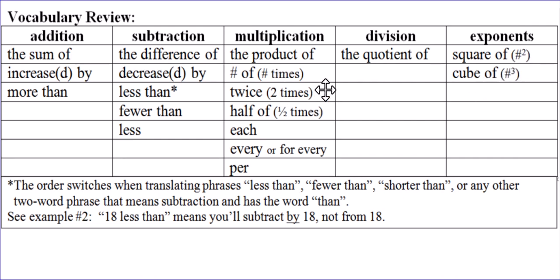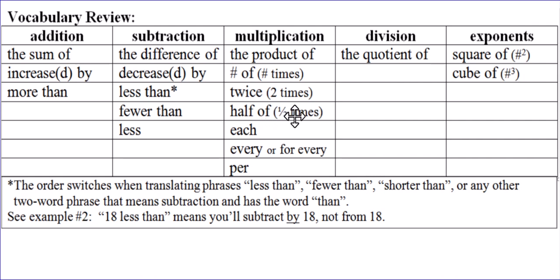Some of these phrases for multiplication are very specific, like anytime you have a number followed by the word of, then the word of actually means times. Twice means 2 times specifically. Half of is kind of like a number of, so that would be half times.